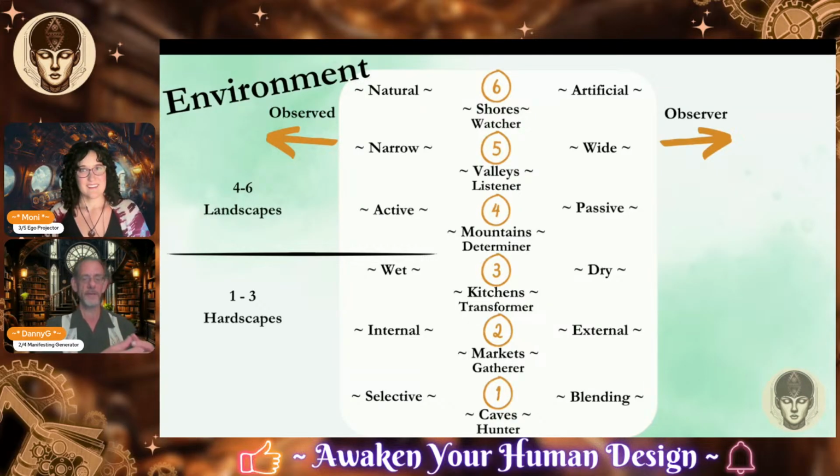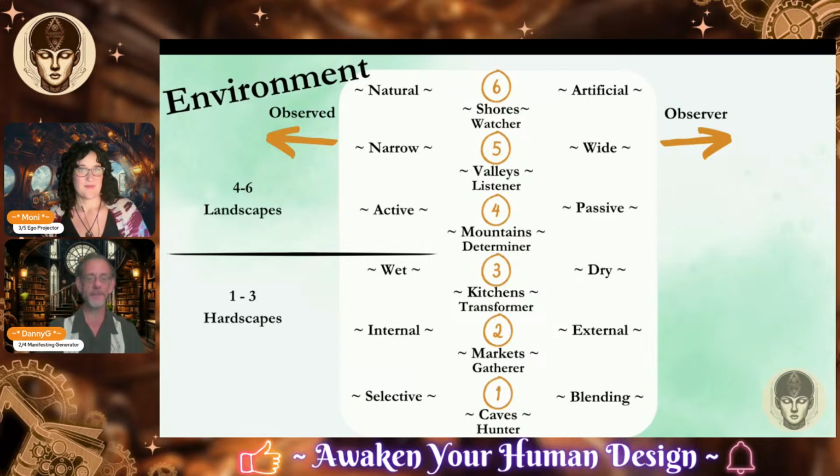And then we move into the ways. Before it was the circumstances and then the conditions. Circumstances is like hardscapes, and conditions is like landscapes. And so the landscapes of mountains, this active, passive. And it is a determiner, transformer, gatherer, hunter. If you notice, those line up with what we read from before. And the determiner is they're fixed.